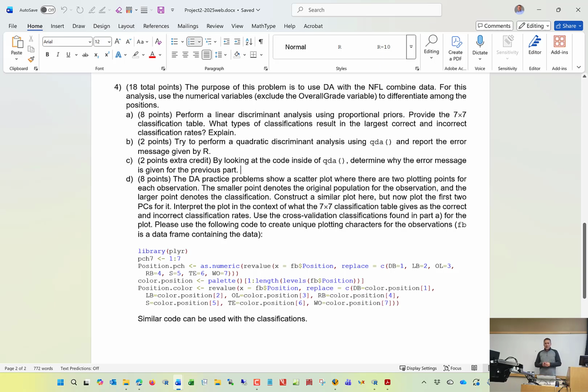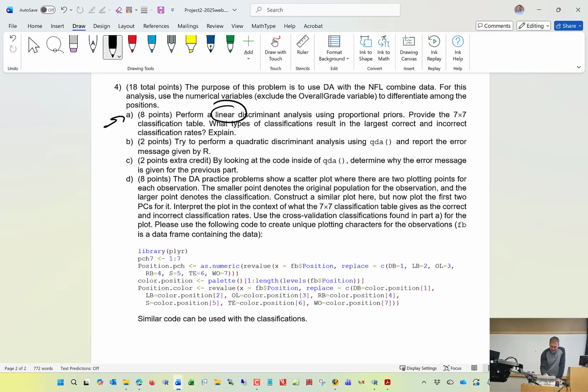So problem number 4 of the project has you use discriminant analysis with the NFL combined data. Part A asks you to use linear discriminant analysis, so the LDA function. Provide a 7x7 classification table. So that summarize dot, what was it? What did I call it? Summarize dot class, that function that I showed you. Use that function.